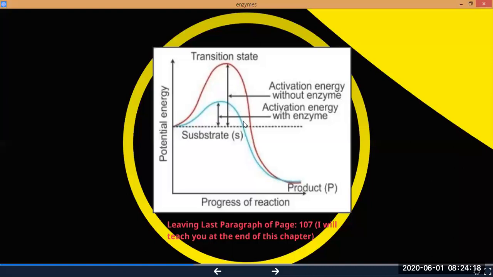I'm sure you have understood this graph. If you haven't, you can ask me a question. I will answer it, right?